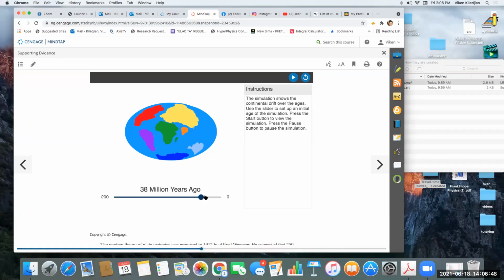Then Alaska is separated. Now notice what's happening here. Central America is beginning to form. See right here. Right now this is North and Central together, and this is South America. So now Central America is starting to form. And India is starting to get pushed towards Asia.